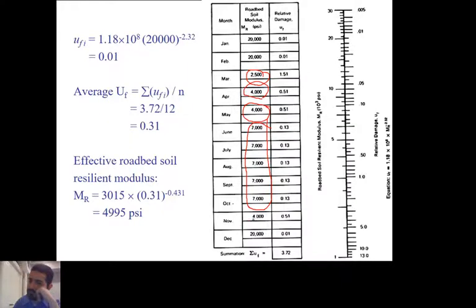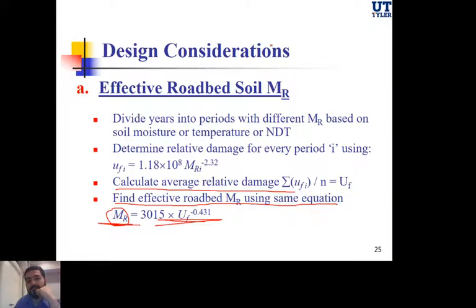Start to rain again in November, and then when the fall starts to pick up, and now we have reduced amount of resilient modulus, 4,000. And in December, when we get to the freezing zone again, it's gonna pick up again. So how can we come up with this effective roadbed soil resilient modulus? We need to follow the steps that we mentioned here.